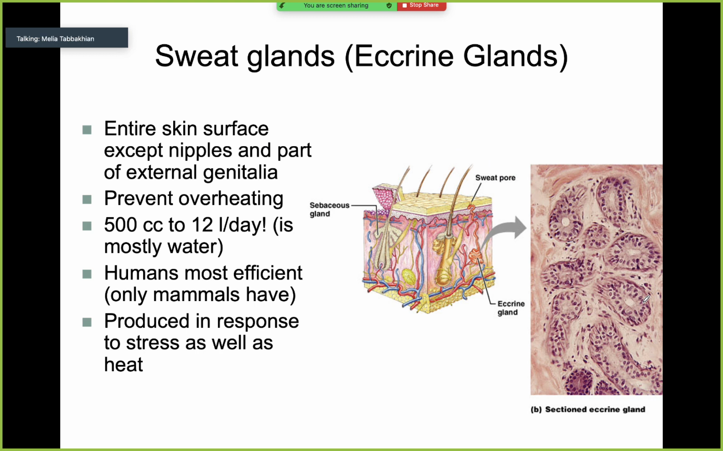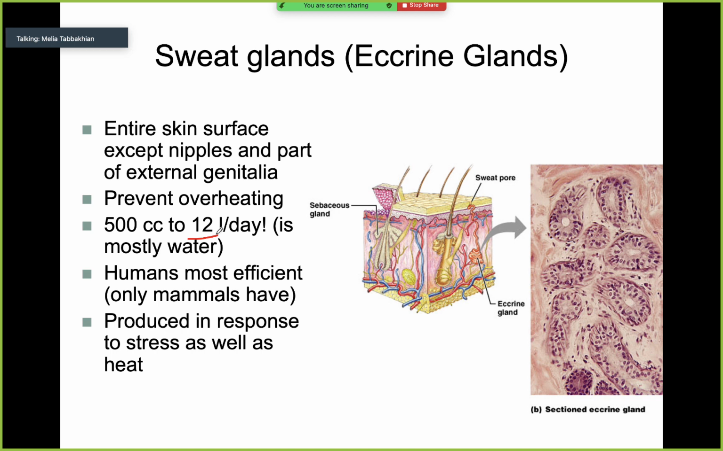So sweat glands are there to help keep you cool. When you are hot, the sweat glands release water onto your skin. As the water evaporates, it pulls with it heat energy. Sweat can be produced in response to heat as well as stress. And you guys sweat about 500 cc's to 12 liters a day. Sometimes you don't even know you're sweating.